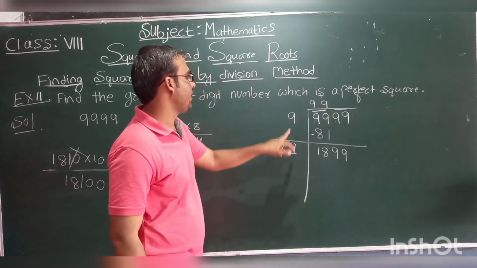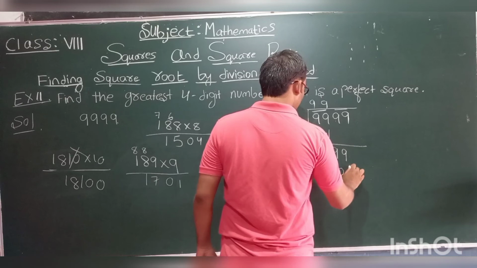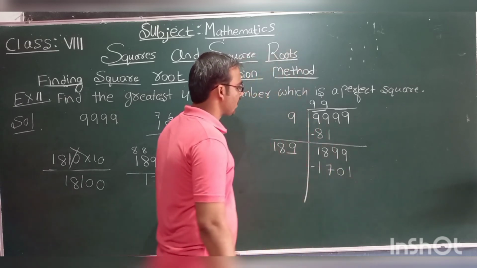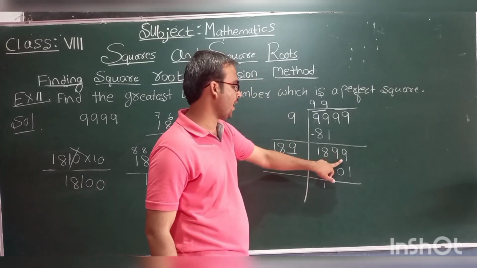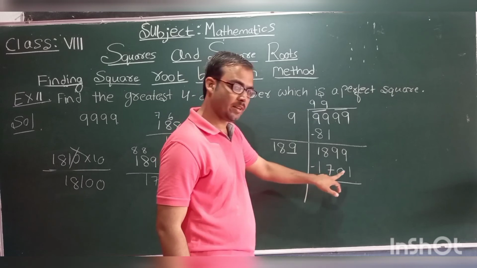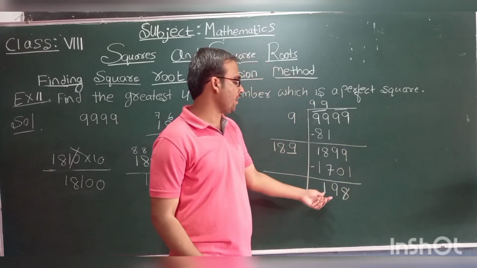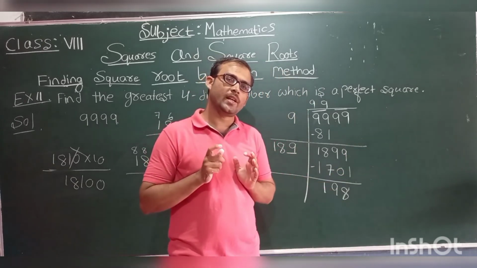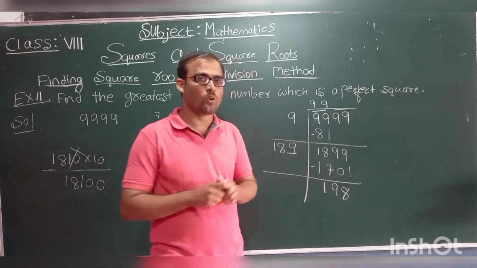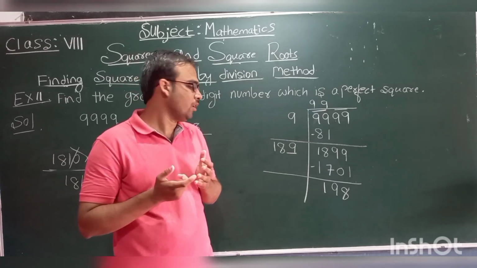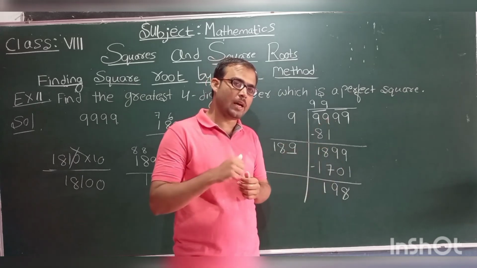So 189 into 9 is what? 1701. Okay, so now when we subtract 1899 by 1701, what are we getting? We are getting 198 as a remainder. Now we can consider the number to be a perfect square only when we are getting the remainder as 0. If you want to get remainder as 0, then what we need to do? We need to subtract 198 from this number, then we will get a perfect square.